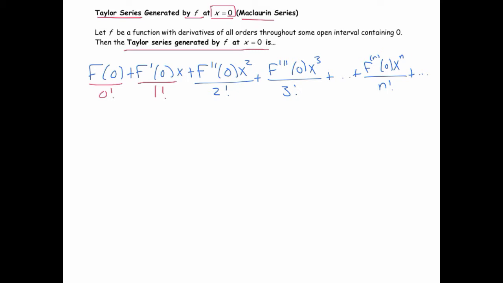And so you can see that the degree of the polynomial, or I should say the degree of the term, and the factorial and the derivative all match up. So for instance, it's 1 factorial, the degree is 1, first derivative. Right? In general, it's the nth degree, n factorial is below, and it's the nth derivative. So that's an easy way to remember this pattern as you're building these.